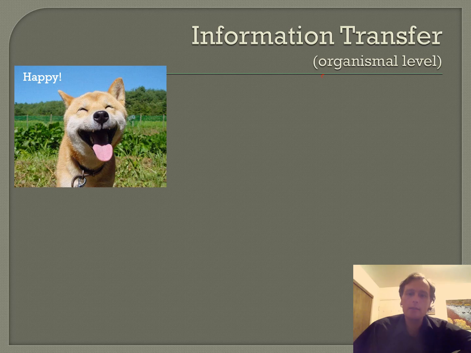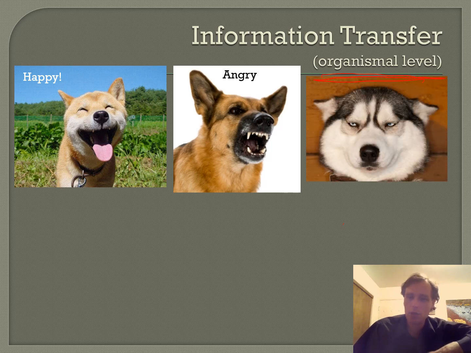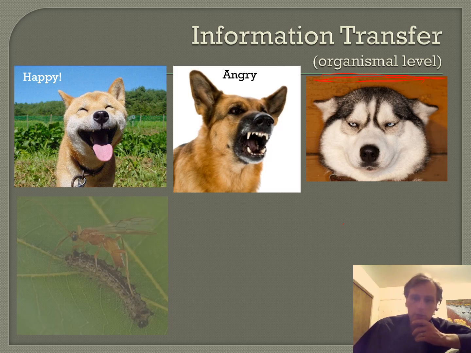So the organismal level, this one is just so obvious. Just look at these pictures. See, the dog, it's communicating. It's happy, or at least it's not threatening. That dog, it is threatening. It's angry. This dog, I'm not sure. It's as if you just turned in your homework, and your dog happens to be a professor, and the dog is not impressed. I'm not sure.